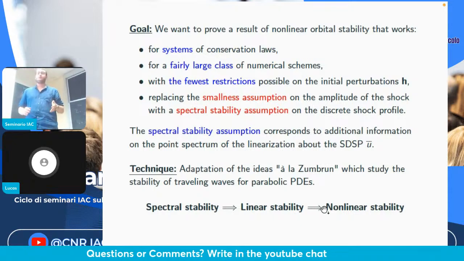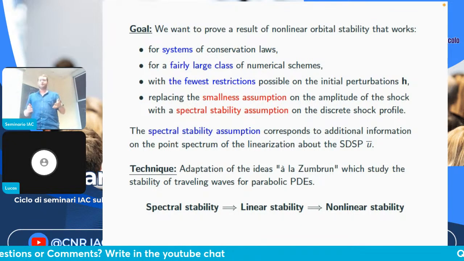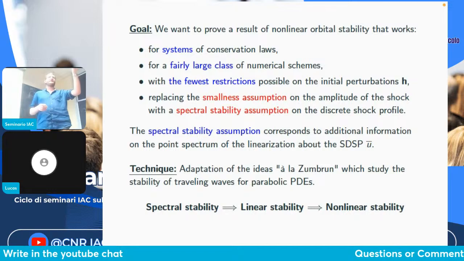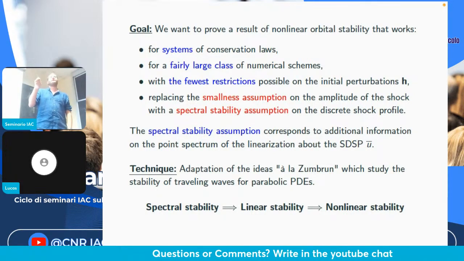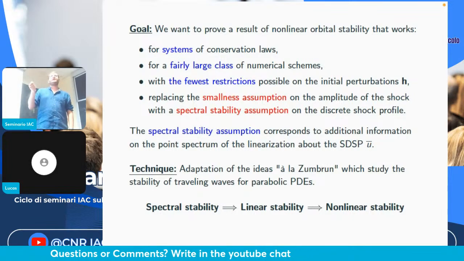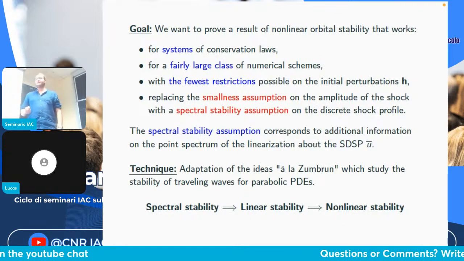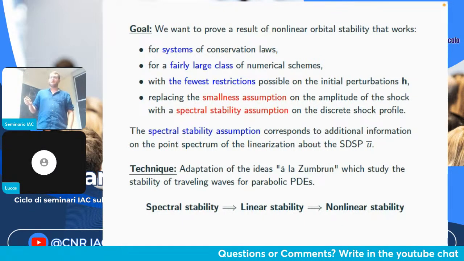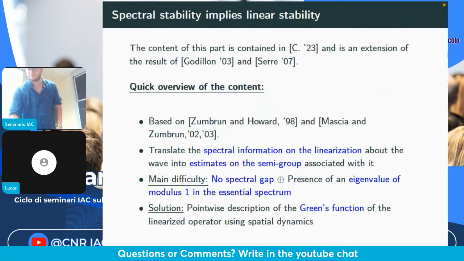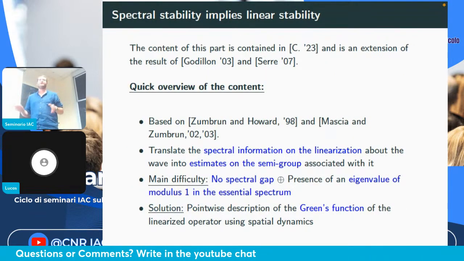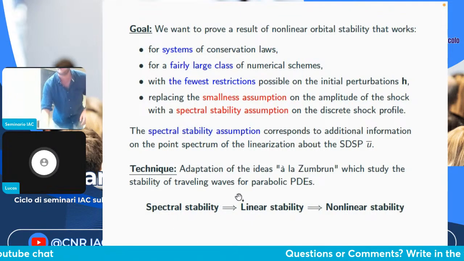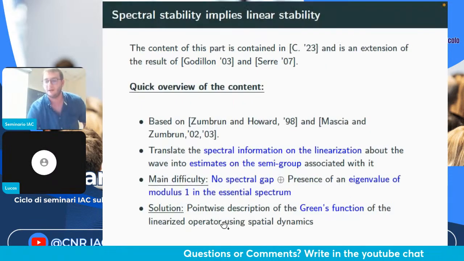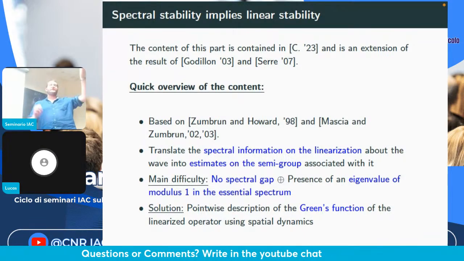And so the idea would follow fairly usual heuristics. You would want to have spectral stability imply linear stability, meaning some decay of some semigroup or some family of linear operators, and then obtain some nonlinear stability using, for instance, Duhamel's formula. So the rest of the presentation will be separated in those two. The rest of the presentation will be essentially proving each of those two steps. So first, how do you go from spectral stability to linear stability?